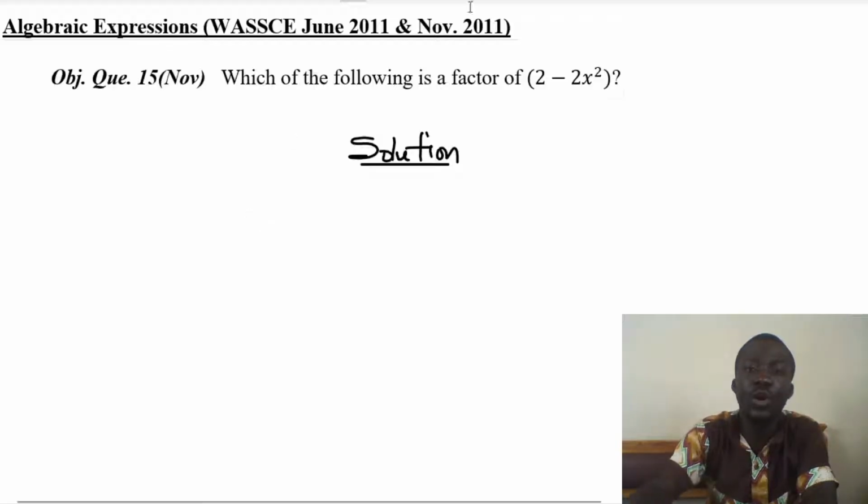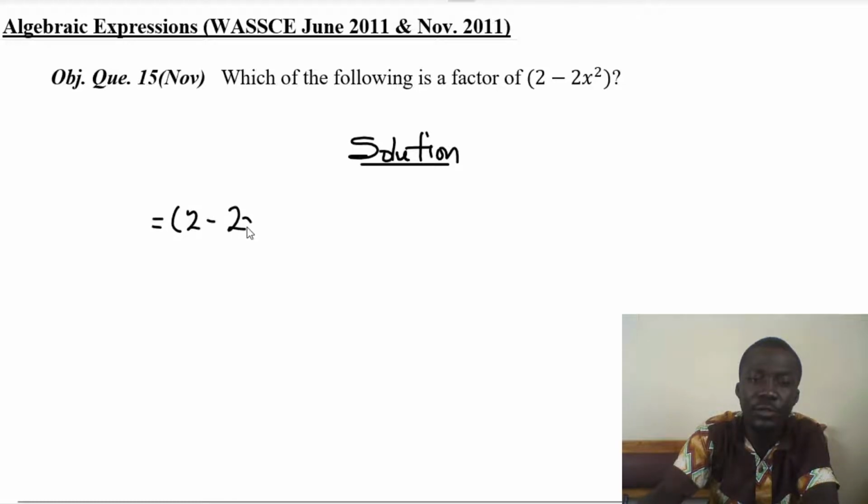Our solution to objective question 15 November, which reads, which of the following is a factor of 2 minus 2x squared? So what it means is that we should factor this expression we are given, 2 minus 2x squared. So our common factor here is 2. Then we will get 1 minus x squared.